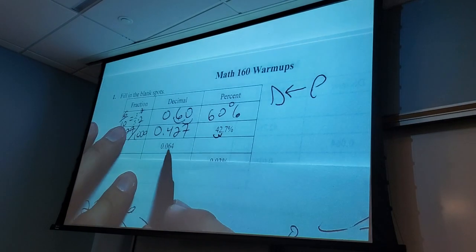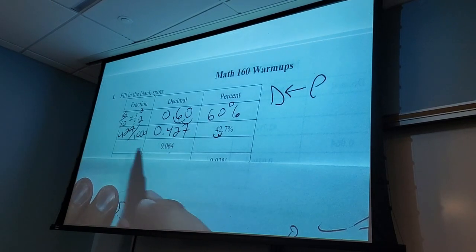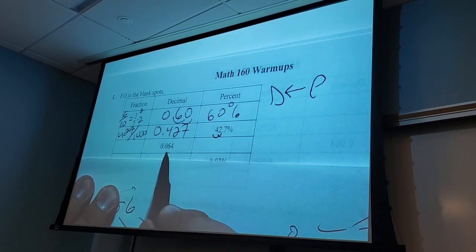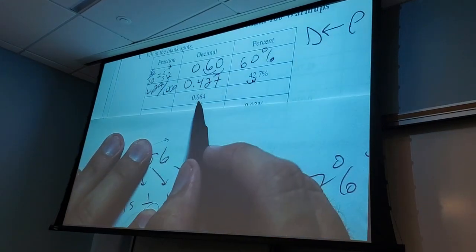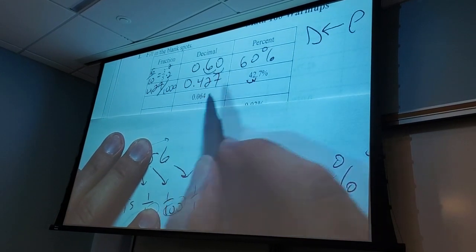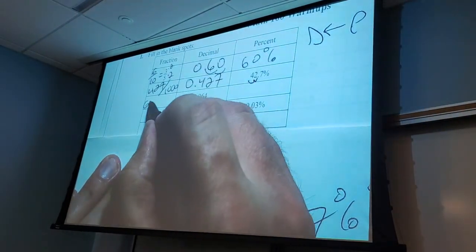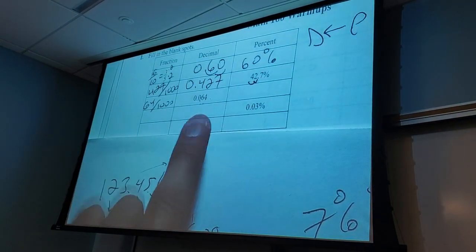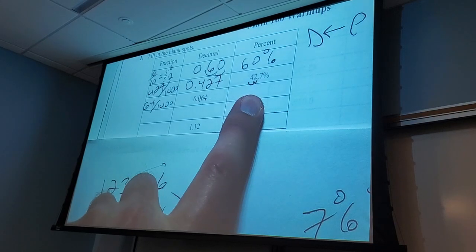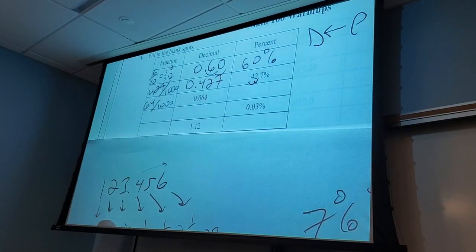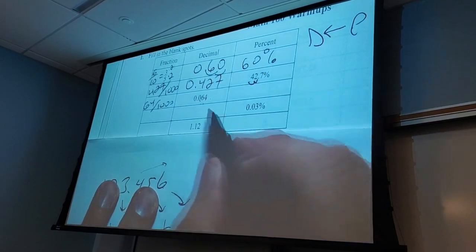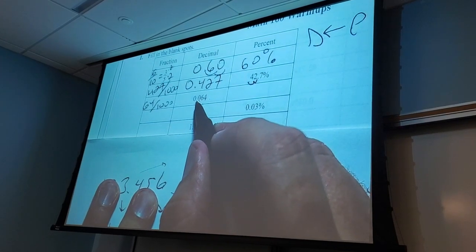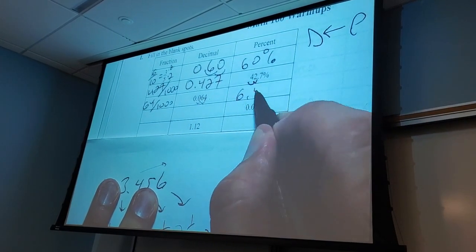So what about this guy? How do I change this? Let's do a fraction first. This will be nice and easy, right? What would this look like as a fraction? 64,000. Good. Tenths, hundredths, thousandths. 64 over 1,000. I don't care about reducing. Don't worry about that. Now, if I wanted to make it into a percent, again, how many times do I have to move the decimal? Which direction? Once, twice, to the right. 6.4%. Done.